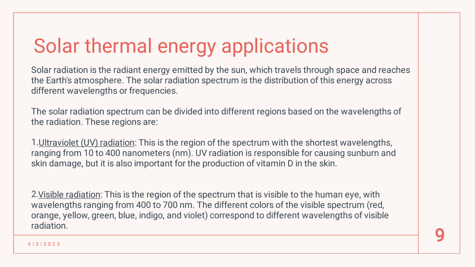Next comes the visible radiation. Visible in the sense that we can see it with our naked eyes. It has a wavelength ranging from 400 to 700 nanometers. Different colors can be seen in the visible spectrum, which includes red, orange, yellow, green, blue, indigo, and violet.